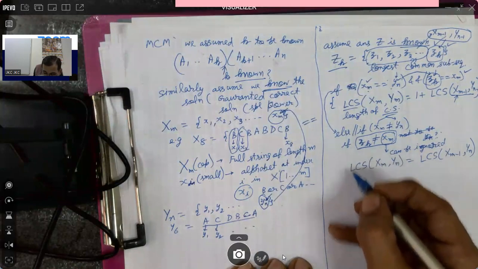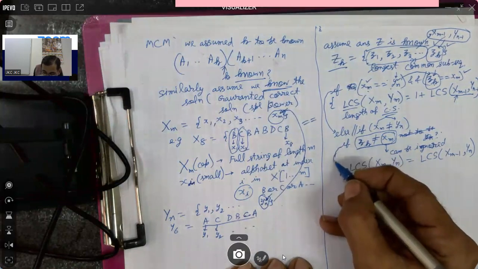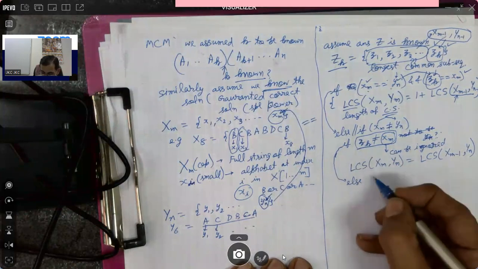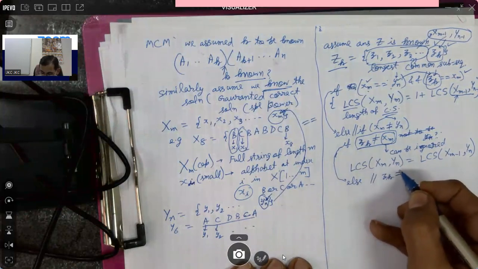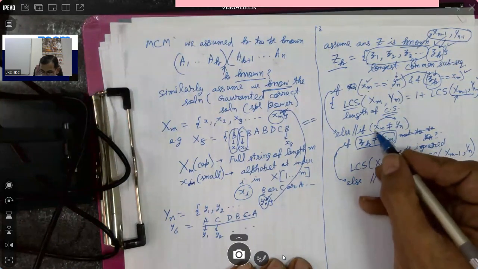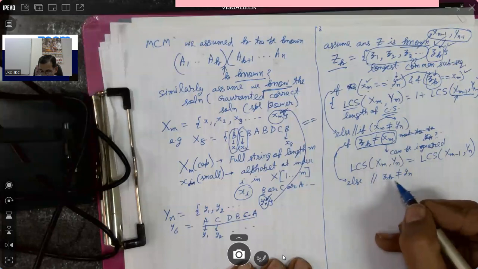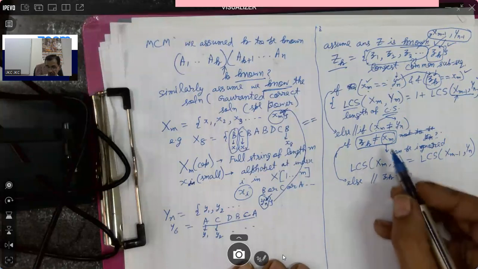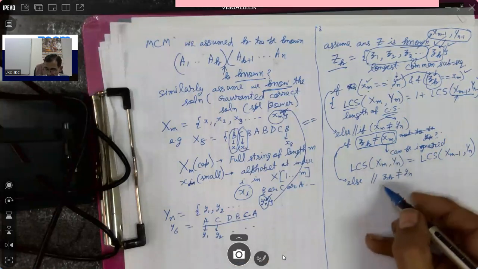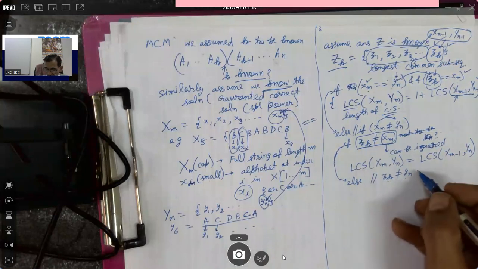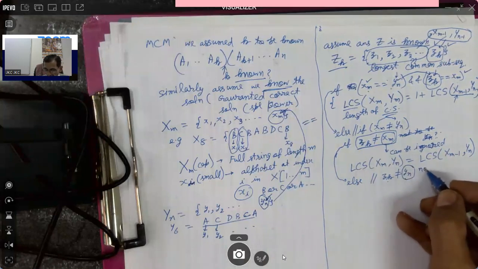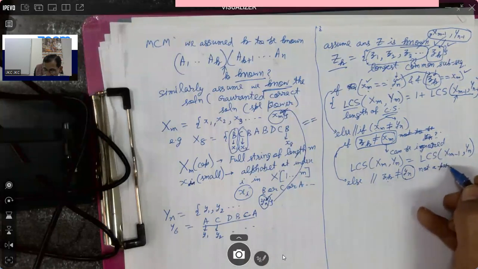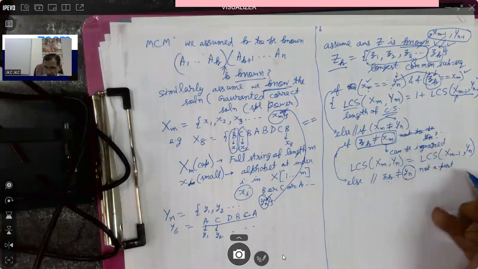Similarly, the other case effectively means zk is not equal to yn, because guaranteedly xm and yn are not equal. It could even be not equal to both, but that will automatically get covered in this. So if zk is not equal to yn, it means yn is not a part of the answer guaranteedly, because yn is the last character and zk does not match it, and yn is not equal to the last character of x also. So it is not a part of the answer.